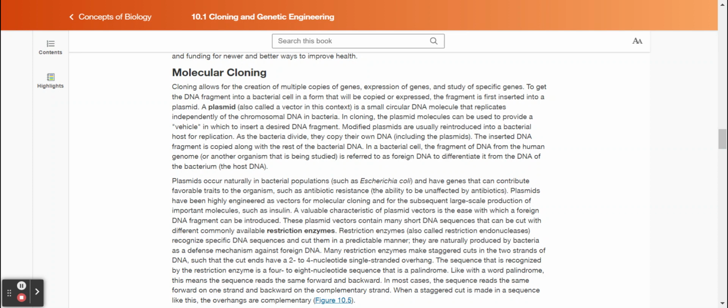In cloning, the plasmid molecules can be used to provide a vehicle in which to insert a desired DNA fragment. Modified plasmids are usually reintroduced into a bacterial host for replication. As the bacteria divide, they copy their own DNA, including the plasmids. The inserted DNA fragment is copied along with the rest of the bacterial DNA. In a bacterial cell, the fragment of DNA from the human genome, or another organism that is being studied, is referred to as foreign DNA to differentiate it from the DNA of the bacterium, the host DNA.